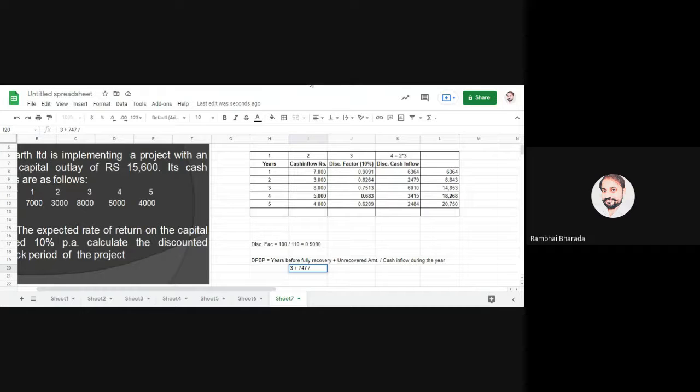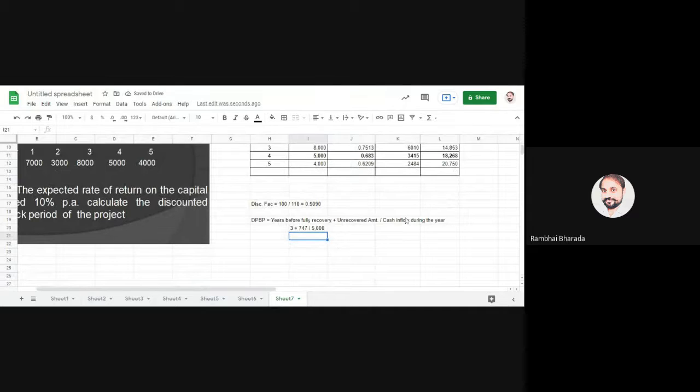Now in which year has full recovery happened? In the fourth year. Look at the cash inflow for the fourth year. Cash inflow for the fourth year, how many rupees? 5,000. Please remember, I have written the same formula and I am using the cash inflow during the year. I am not using a discounted cash inflow. I calculated it, but I am using it to solve the practical question, not in the formula. So 3 plus 747 upon 5,000. It's 0.1494 and the final answer is 3.1494 years.